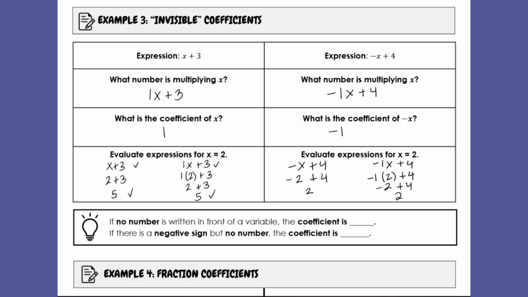It's really important that you understand that if there's no number written in front of a variable, there's still a coefficient. That coefficient is 1. And if there's a negative sign in front of that variable but no number, the coefficient would be -1. Those are really important to understand, especially as we look into this last example.